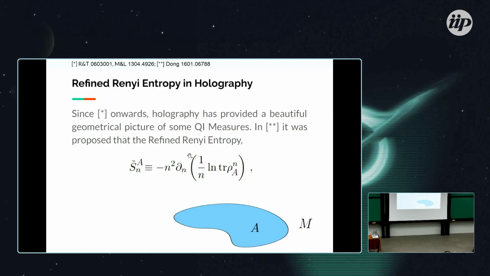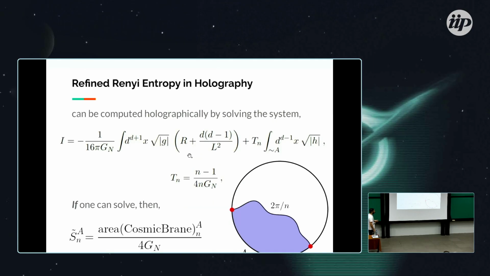So what I'm saying is that the proposal is that you can compute this refined Rényi entropy holographically by looking instead at this other problem. Let me move there. Okay, I don't know. Well, the hand will be there for the rest of the talk.